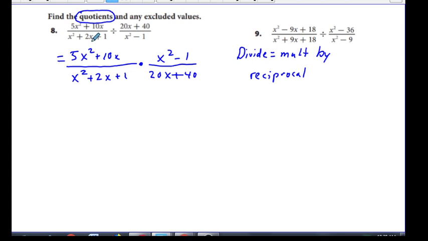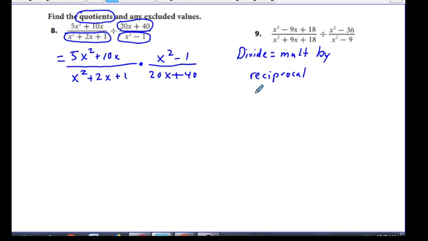When we do our excluded values for division problems, we have to look at not only these two denominators right here, which we did on problem 6, but we also have to look at this numerator here. Why do we have to look at this numerator 20x plus 40? Well, the reason is because when we take the reciprocal, we're going to be dividing by that too. So we have to look at all these things I circled here for finding our excluded values.